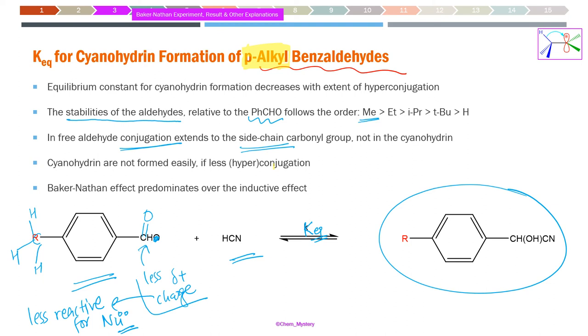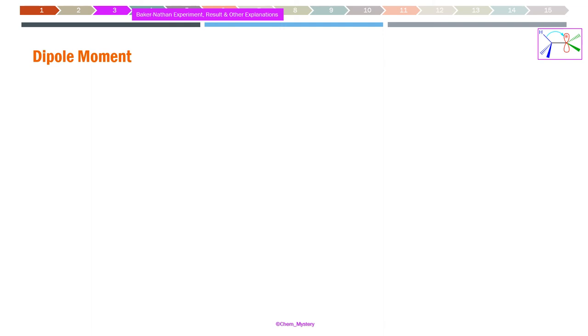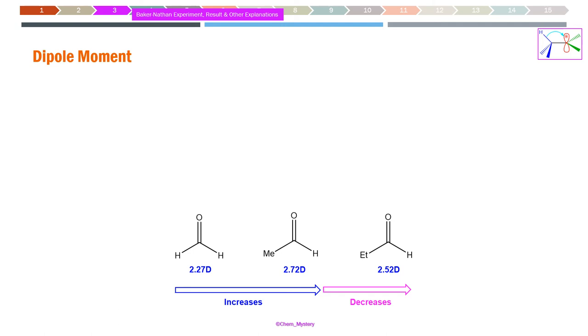Another application we can see is dipole moment. We can see the values first. So we have formaldehyde, acetaldehyde, and propionaldehyde. We can see every time we are increasing one carbon. And if we are going by the inductive effect, every time one carbon is increased, we can have some X amount of difference coming into the dipole moment. But if we see the change from formaldehyde to acetaldehyde, the dipole moment is increasing.